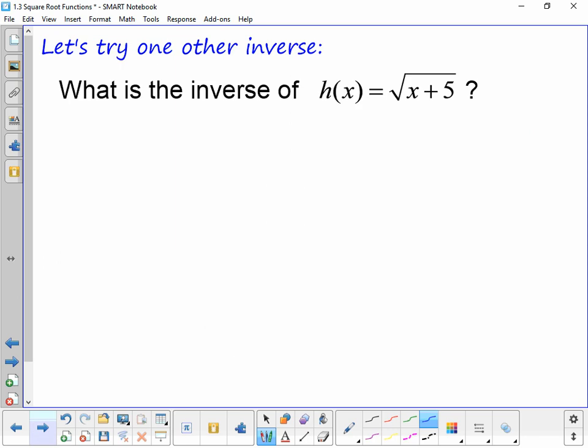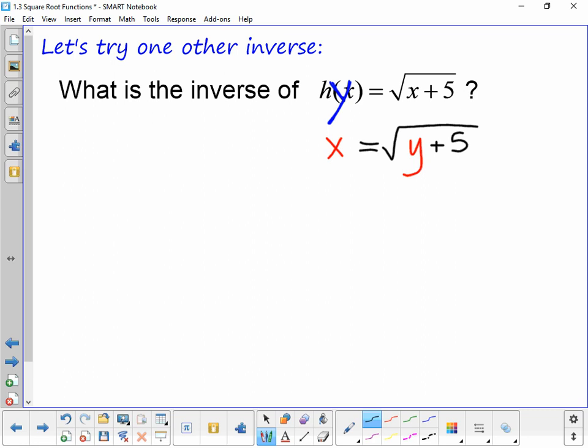Let's try one more inverse, and then we'll move on to some more graphs. I want to know what the inverse of h of x is, where h of x is equal to the square root of the quantity x plus 5. So again, same process. Doesn't matter what function we're dealing with, we can use this process. We have to remember that h of x is our y value. We're going to switch the x and the y. So this becomes an x. We'll have a y over here. Everything else in the equation stays exactly the same, just the x and y switch.